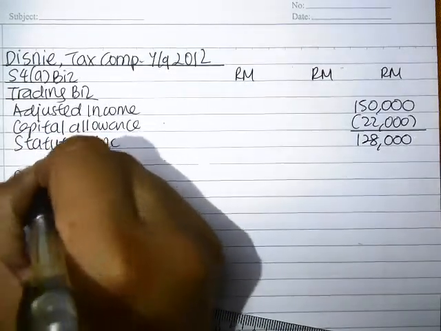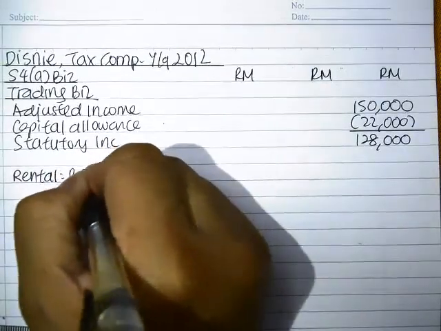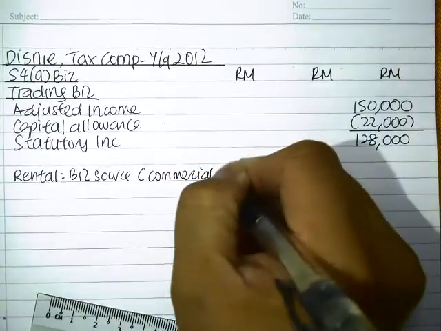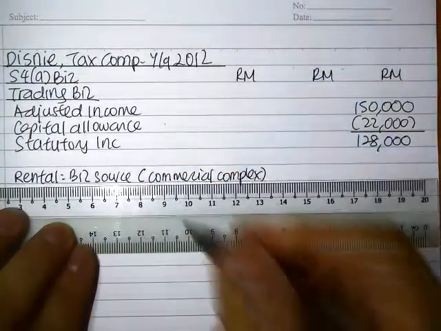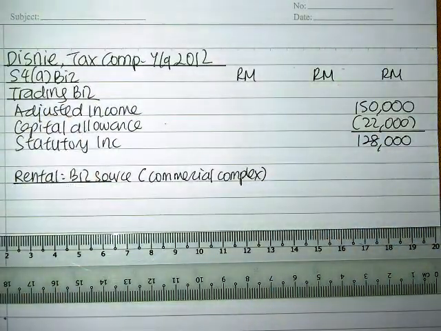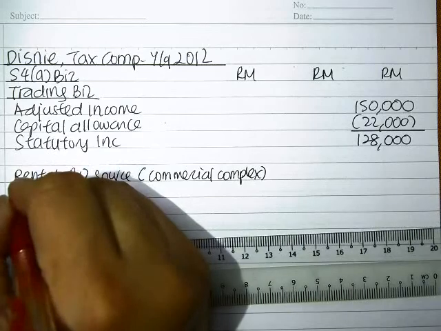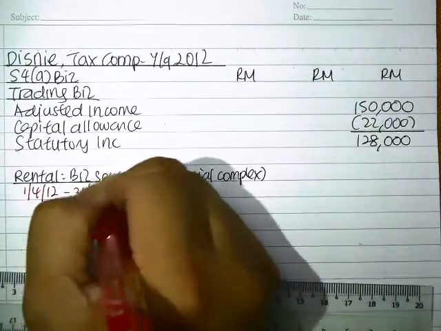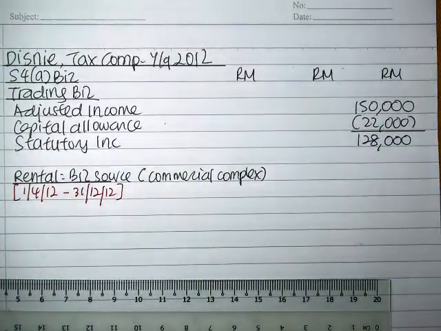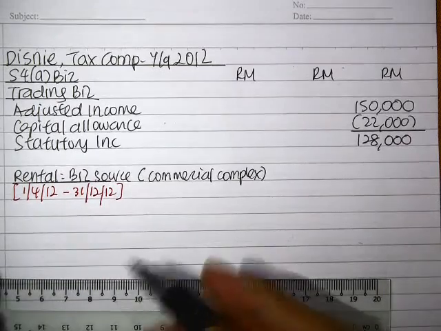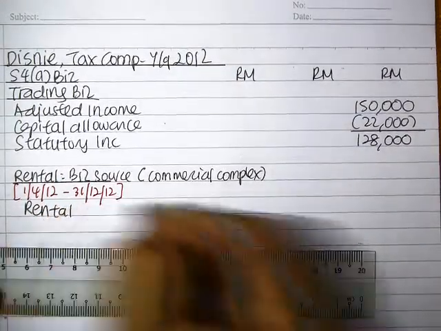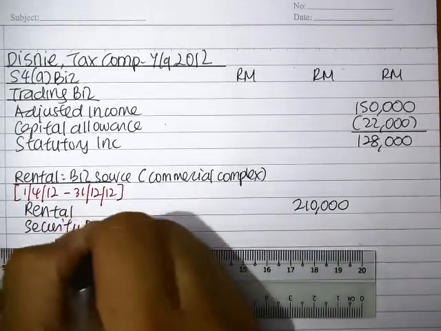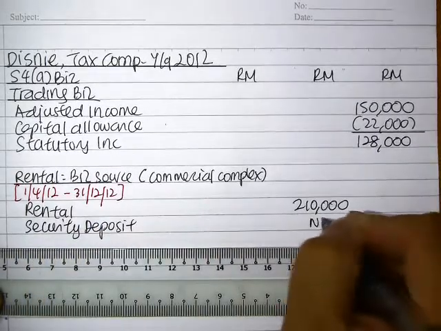So the rental that is treated as business source for the commercial complex. So it's a matter of reference. You know that the commencement date will be from 1st of April till the end of the year. Alright? Okay, so you've been given that the rental is 210. Right, the deposit is not an income, so I'm going to leave this out, nil.